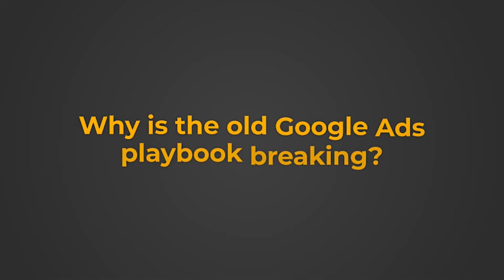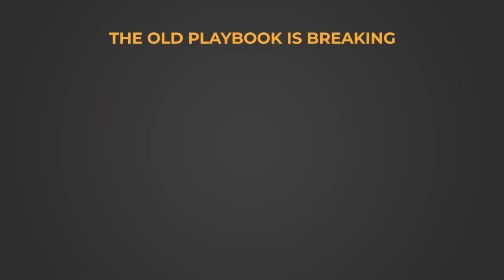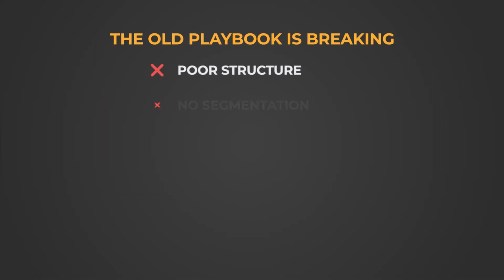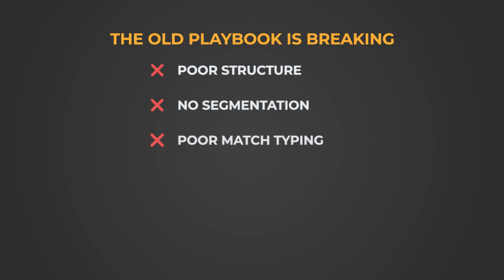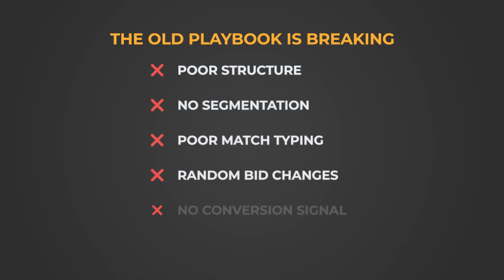Why is the old Google Ads playbook breaking? Time and time again, in our audits, we see the same old playbook for Google Ads. Poor structure, incorrect or no segmentation, poor match typing, random bid or budget adjustments, and an unclear conversion signal, or worse, no conversion tracking at all.